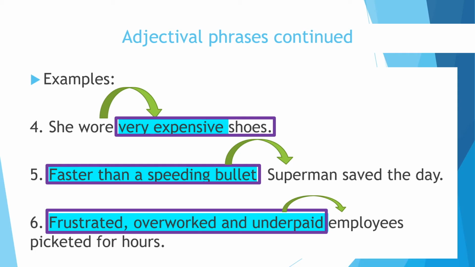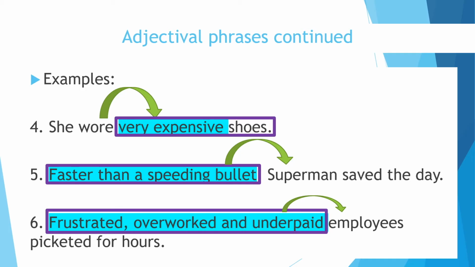Looking back, Superman saved the day is a grammatically correct sentence. It contains a finite verb. You can use the SNT rhyme to check this. So, faster than a speeding bullet is our phrase. Is it adjectival? Does it tell us more about Superman? Yes, it does. So therefore, faster than a speeding bullet is an adjectival phrase.